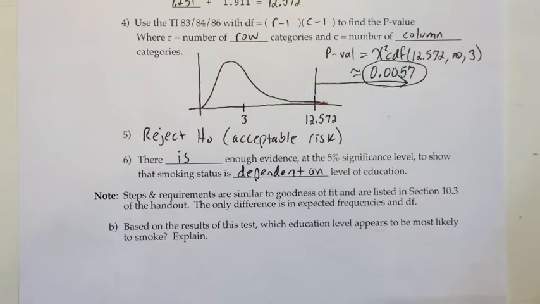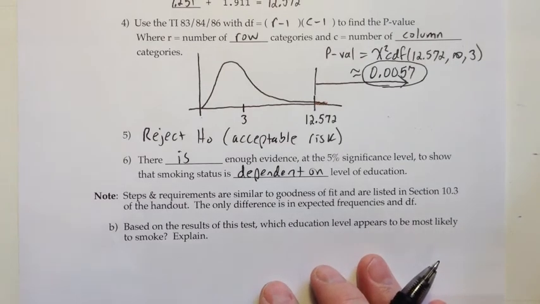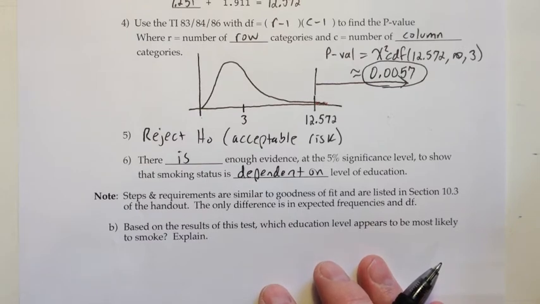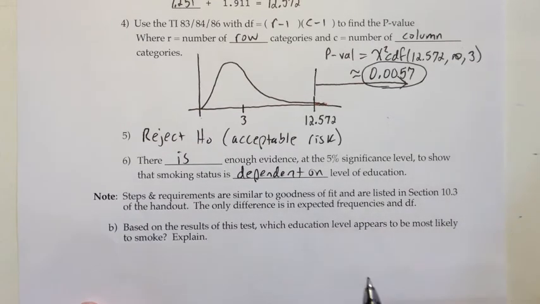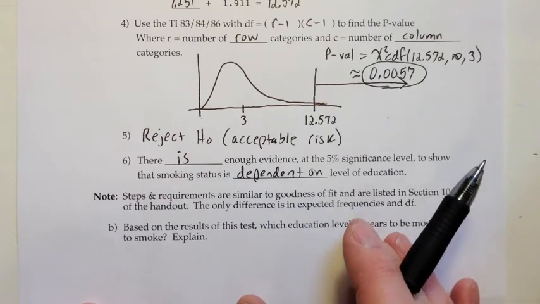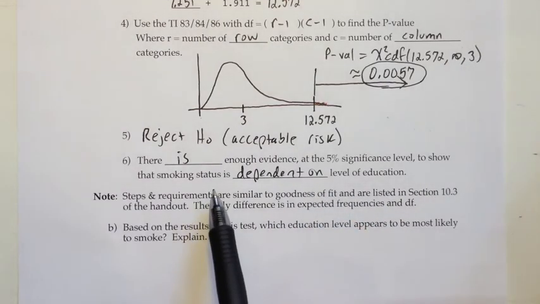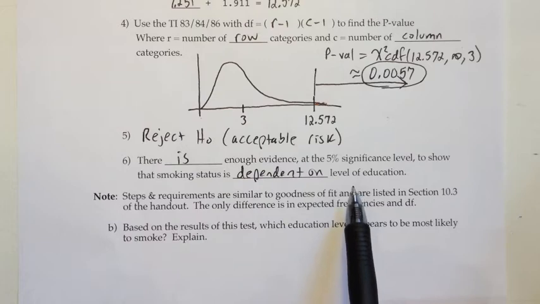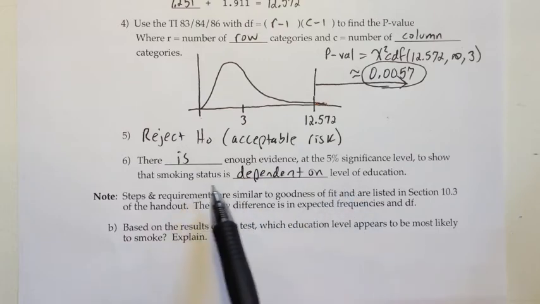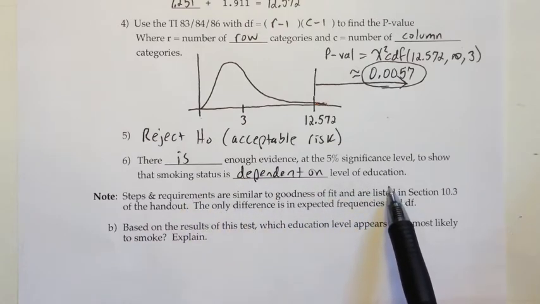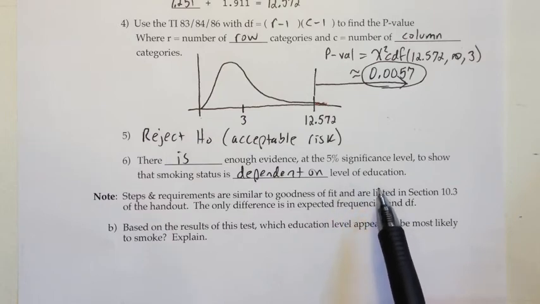And finally, looking at Part B, based on the results of this test, which educational level appear to be most likely to smoke? Explain. So I always thought it was interesting that I would see problems that would talk about whether two variables were independent or dependent, and it would end up saying they were dependent but not talking about the relationship. So we see here that smoking status is dependent on the educational level, but what's the case? Does more education lead to more smoking, or does more education lead to less smoking?